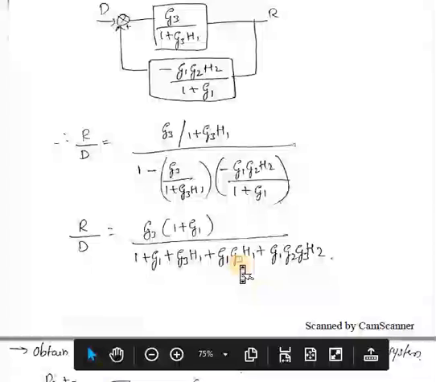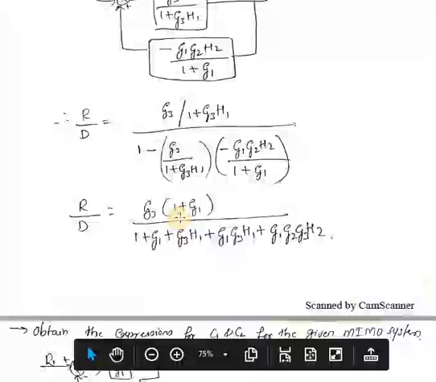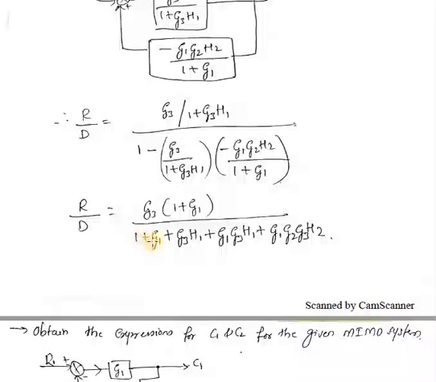If you simplify this, you will get R by D as G3 into 1 plus G1 divided by 1 plus G1 plus G3 H1 plus G1 G3 H1 plus G1 G2 G3 H2 is the transfer function.